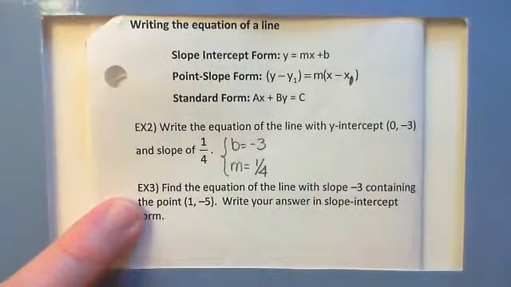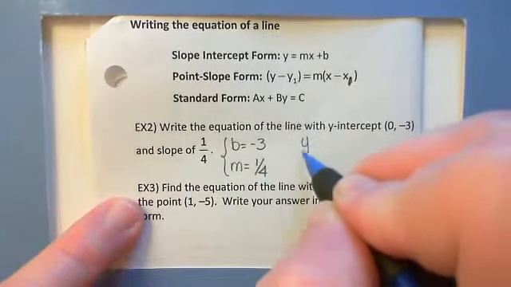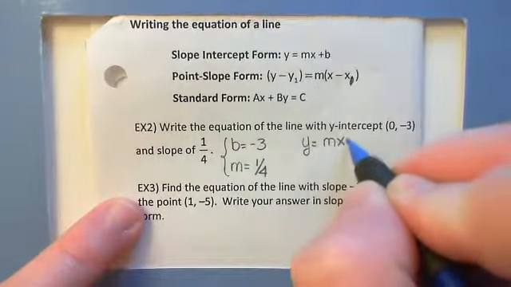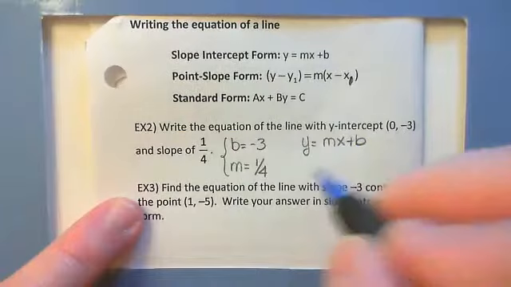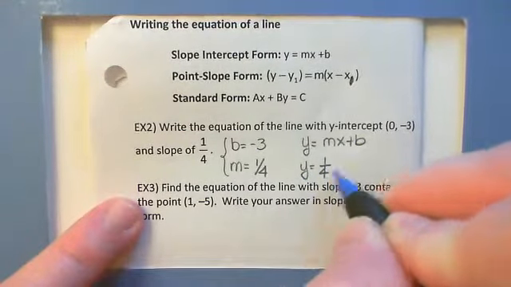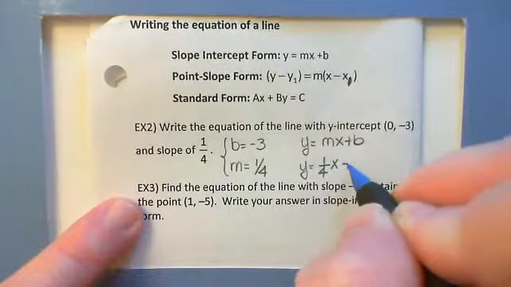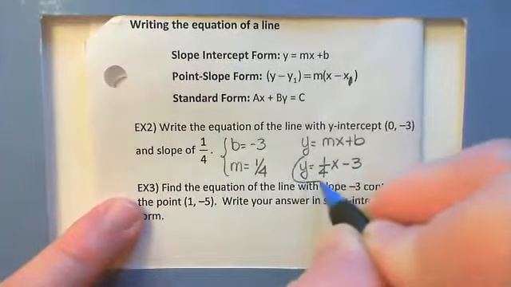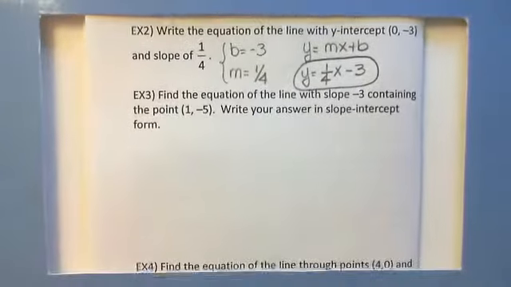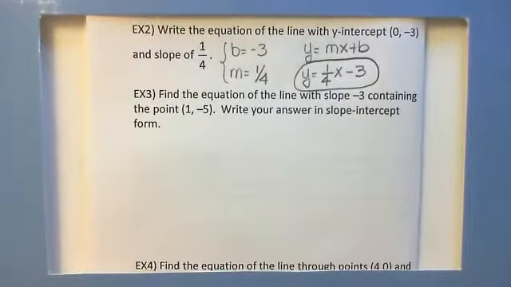So can I write the equation of a line with that information? Yes, I can. The equation of the line, as we learned, is y equals mx plus b, and all we have to do is plug it in. So this would be y equals 1/4 x minus 3. So that's the equation of my line. Very well. Let's go on to example number 3.